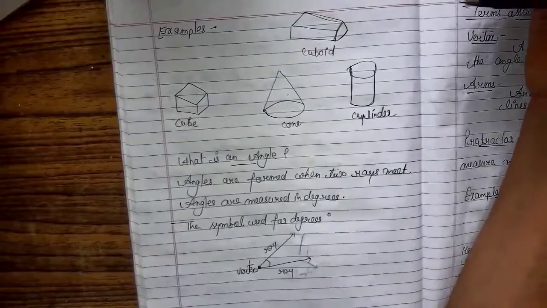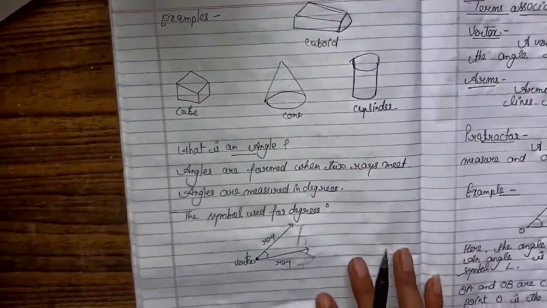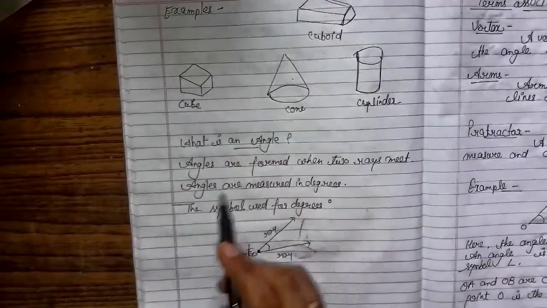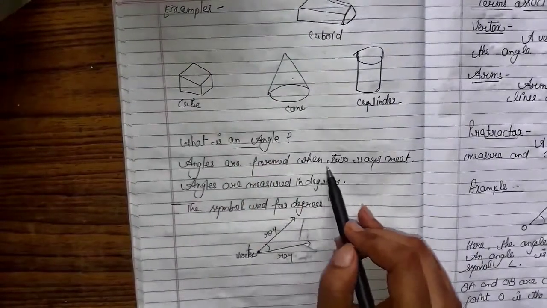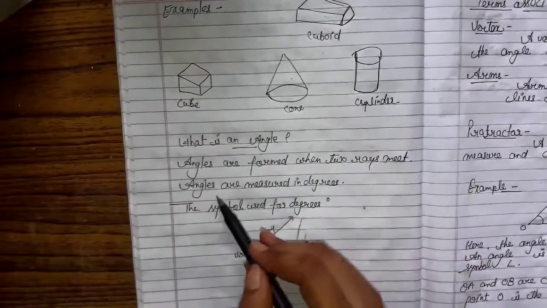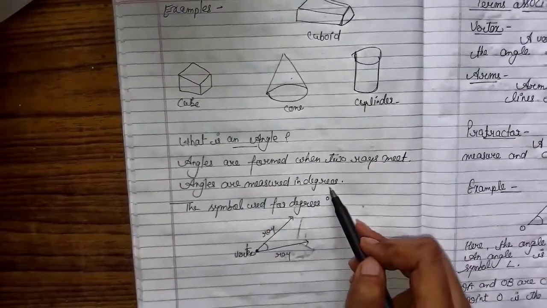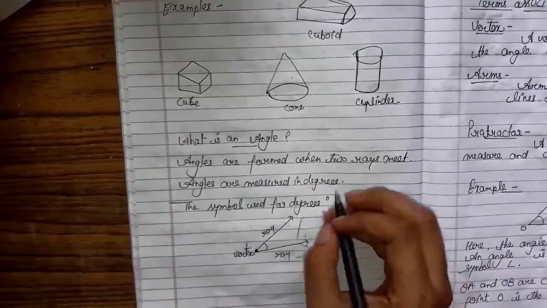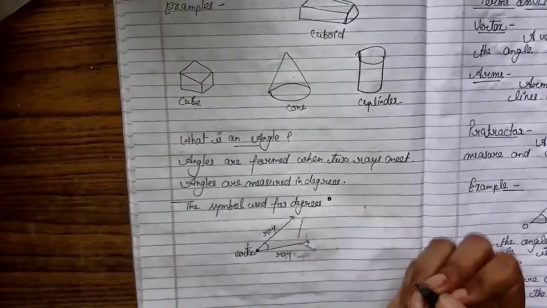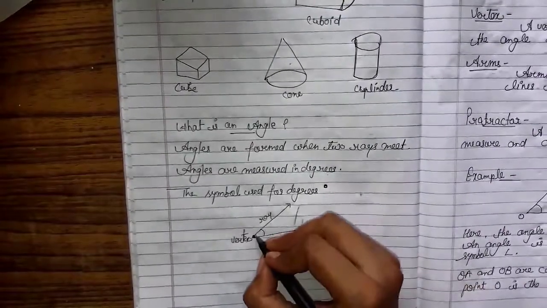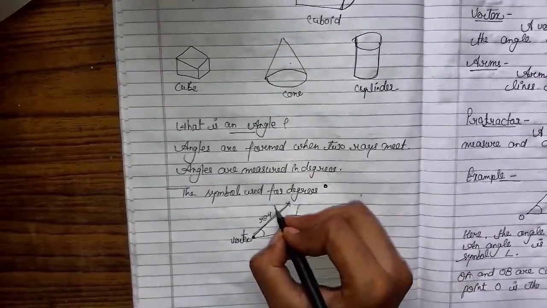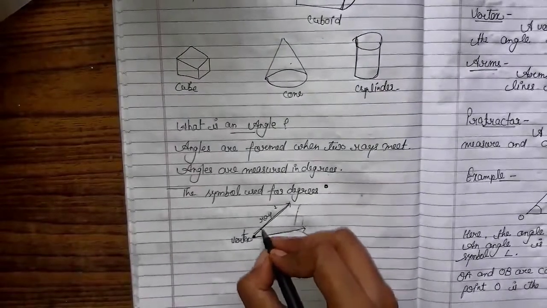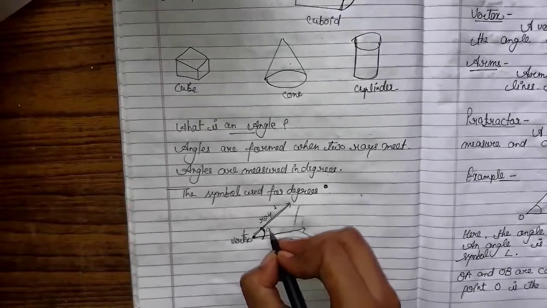Okay. So now the next topic is: what is an angle? Angles are formed when two rays meet. Angles are measured in degrees. The symbol used for degrees is this. So according to the definition, where two rays meet, this is the first ray, this is the second ray, and where this meets, then this is called an angle.